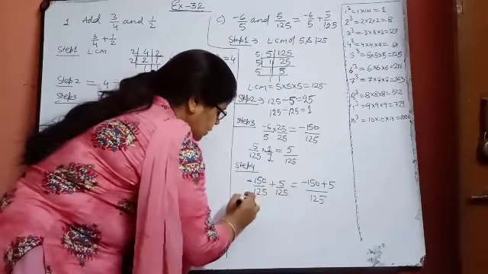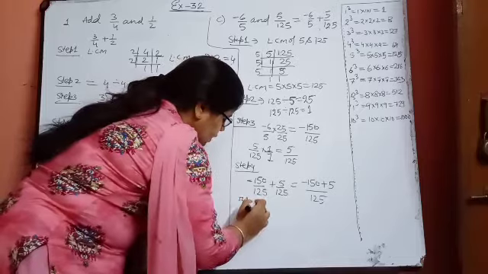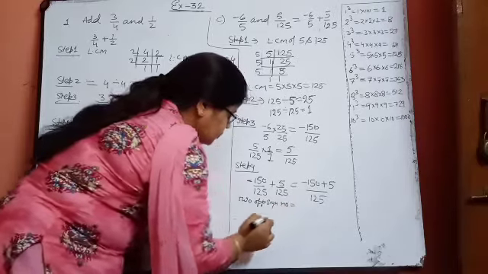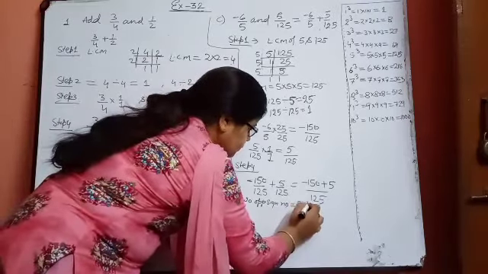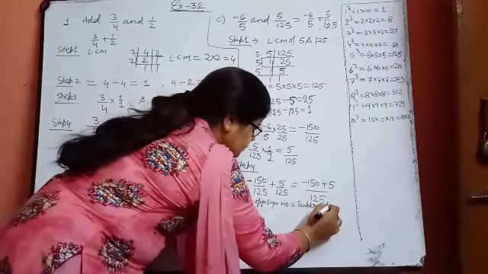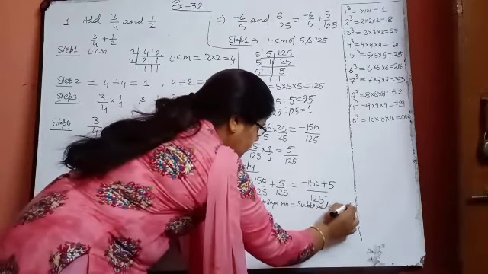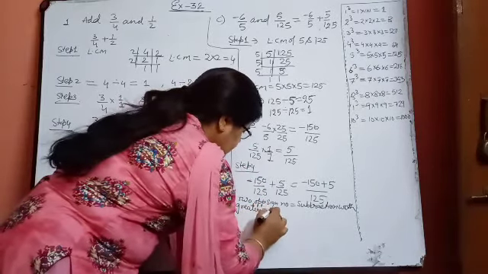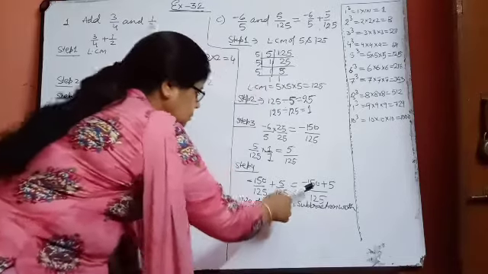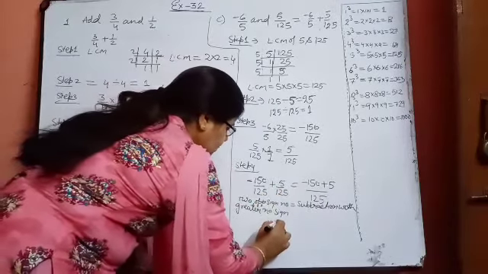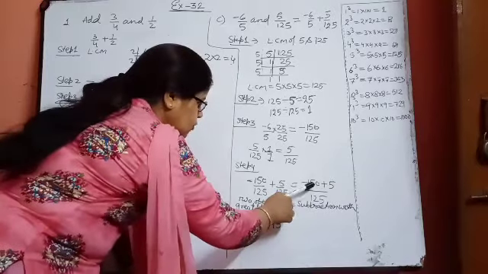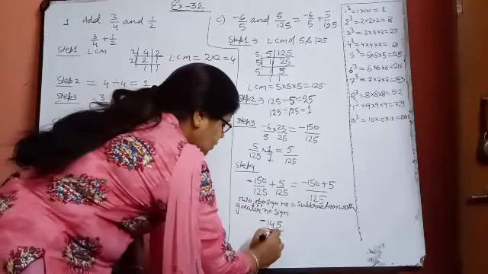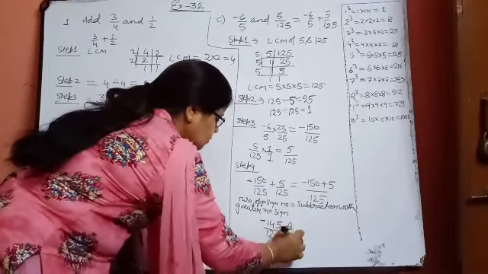So how will you write? Two opposite sign numbers are equal to subtraction with the greater number's sign. Now subtract: 150 minus 5 is 145. The greater number is 150, so what sign does it have? Minus. So minus 145 upon 125 will be your answer. In this way you will do it.